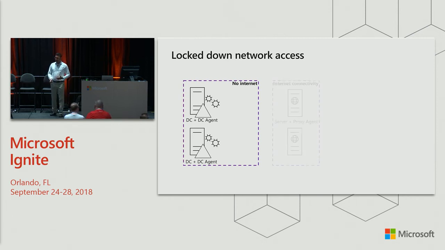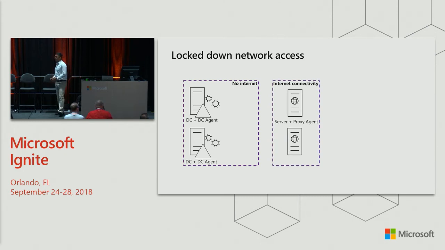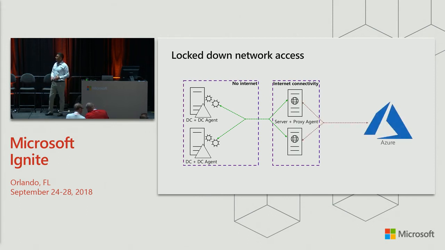Now, how do they talk to the internet? You can deploy some proxy agents. They're very lightweight proxy agents you can deploy on any server that has internet connectivity and line of sight to at least one domain controller. And then whenever the domain controller agents need any information, they're going to reach out to the proxy agent. The proxy agent will then relay the information to Azure and get the required password policies from Azure down to your domain controller agents.